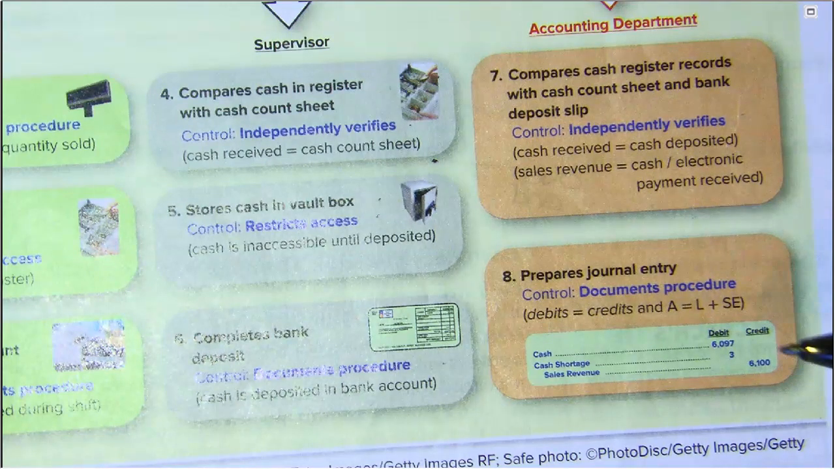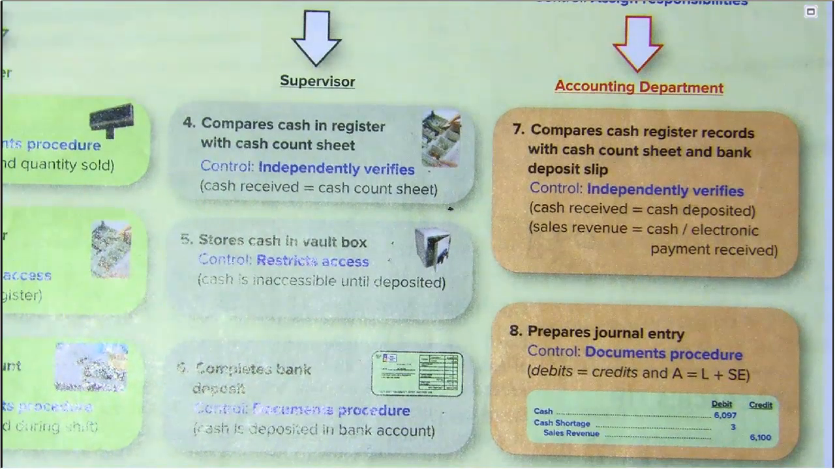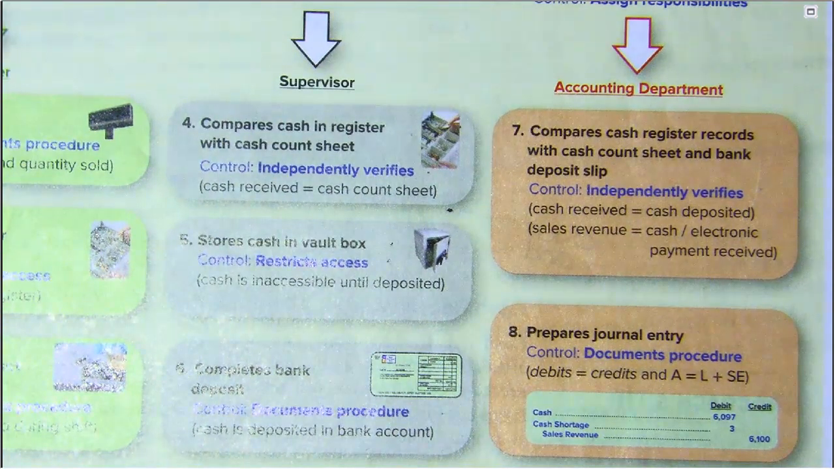In our example, the cash received was $6,097, and there should have been $6,100, according to the cash register records. So the difference of $3 between the cash deposited and the cash recorded by your register in sales goes into a cash short account. If it were the opposite, if there was more cash received than recorded as a sale, it would be used in the credit position as cash over. Okay, that's cash received in person.